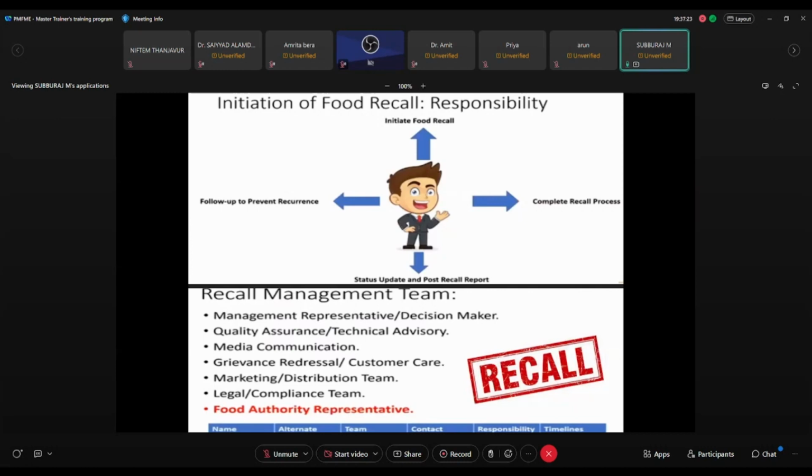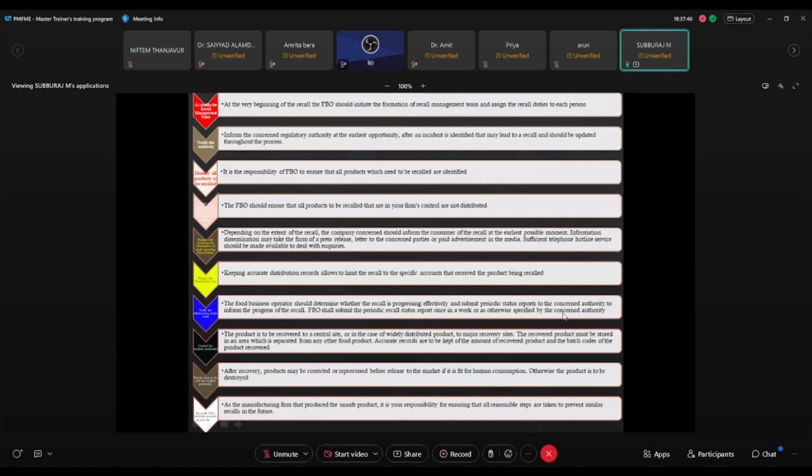Then legal procedure may be there, so a legal person or legal complaints team is there. It is very mandatory that you include the food authority, that means the local food safety officer, designated officers, the representatives from the government. They have to be included in the recall management team. Okay, this is the procedure. These are the steps involved with recall management, and it is very clearly mentioned in the food safety recall management system.